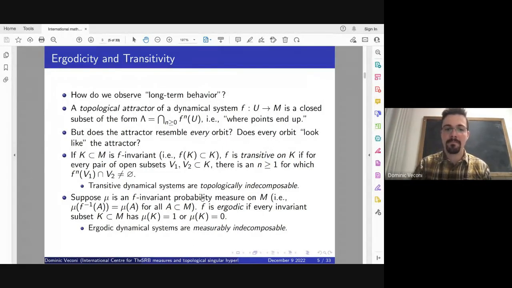And there's a similar notion in measurable dynamics as well. If you have an F-invariant probability measure on M, and when we say F-invariant in this case, what we mean is that the measure of preimages of a set is equal to the measure of the original set itself for every measurable subset, then we say that F is an ergodic transformation if every invariant subset K has either that the measure of K is 1, in other words, it's almost everything, or the measure is 0. So whereas transitive dynamical systems are topologically indecomposable, ergodic dynamical systems are measurably indecomposable. You observe only one major component of the dynamical system over long periods of time.